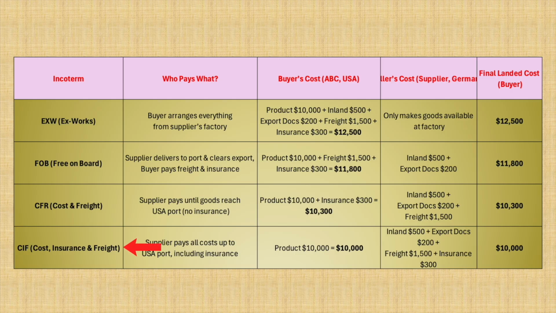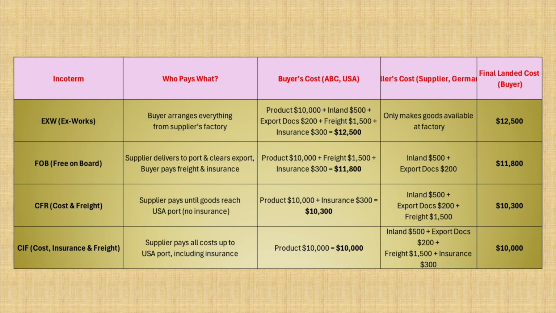Finally, Cost, Insurance and Freight or CIF. The supplier pays all costs up to the USA port, including insurance. The buyer's cost is only the product $10,000. That makes a total landed cost of $10,000. The seller covers inland transport $500, export documents $200, ocean freight $1,500 and insurance $300.